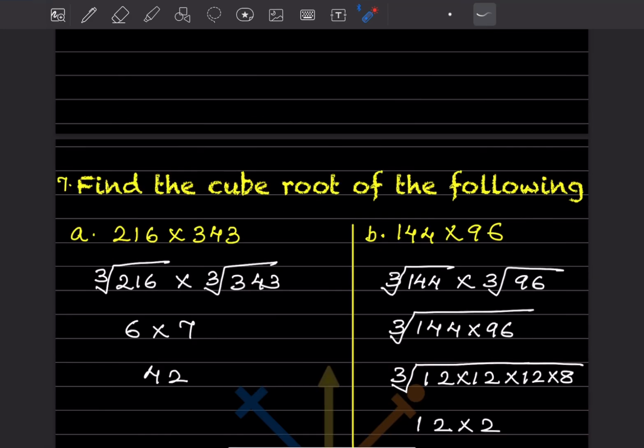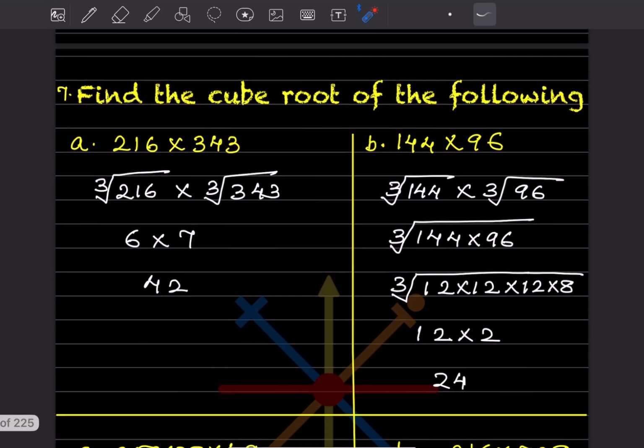Now we'll see how to solve this problem. Find the cube root of the following. That is 216 into 343. So you have to find a cube root. Now we can also do it separately or we can do it together. So now for this one, I've done this separately. Cube root of 216 multiplied by cube root of 343.